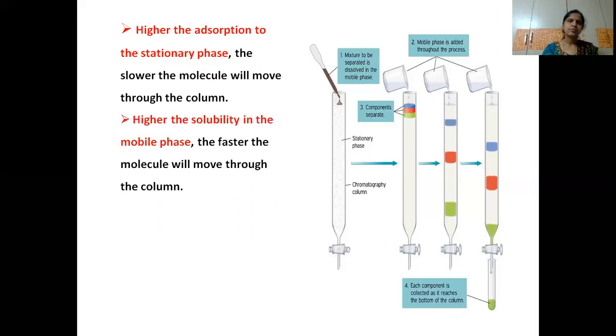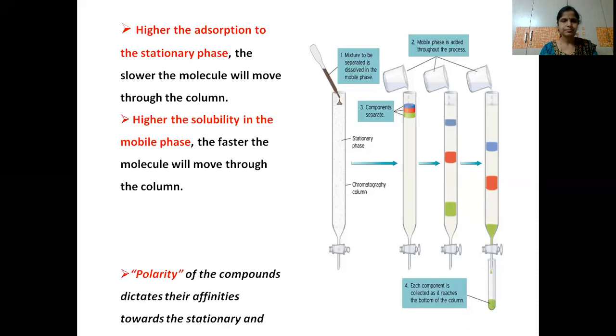Then, the higher the solubility in the mobile phase, the faster the molecule will move through the column. Out of these three components, the one with higher solubility in the mobile phase is the green colored component. As it has more solubility in the mobile phase, it is moving faster through the column.